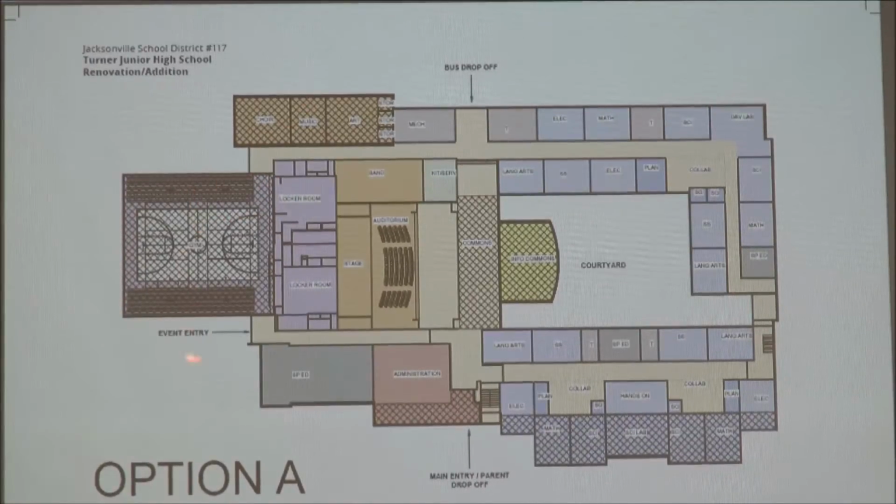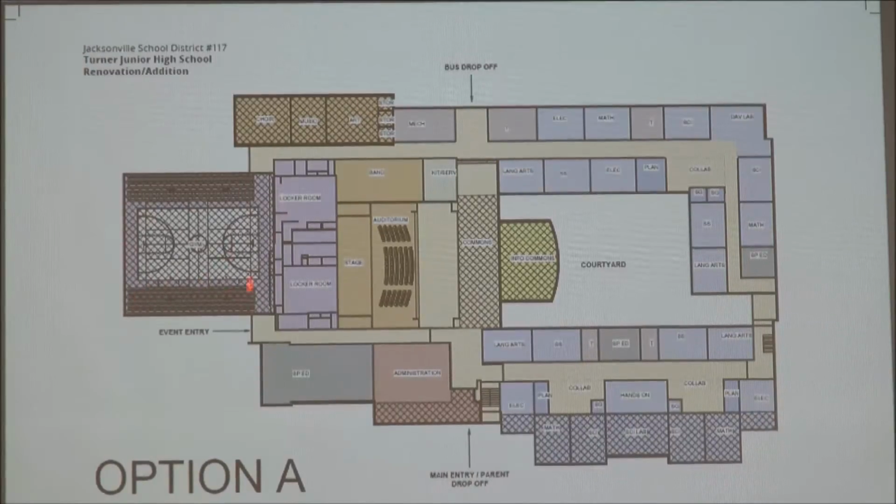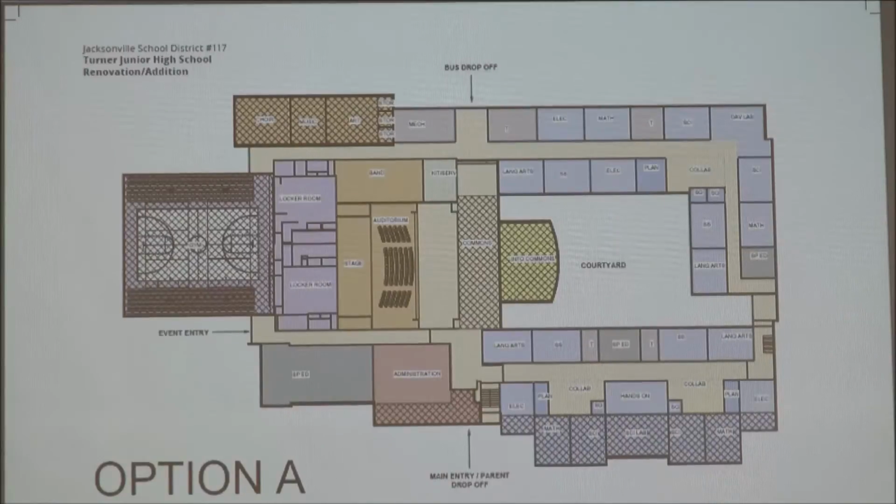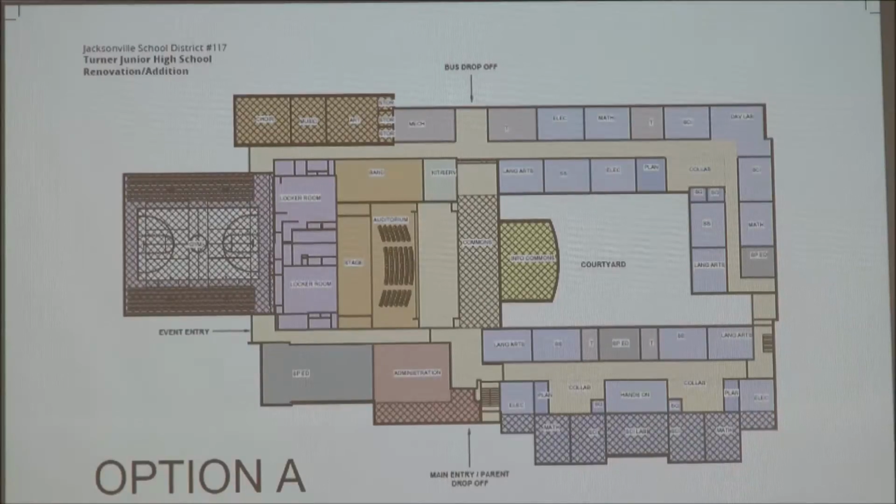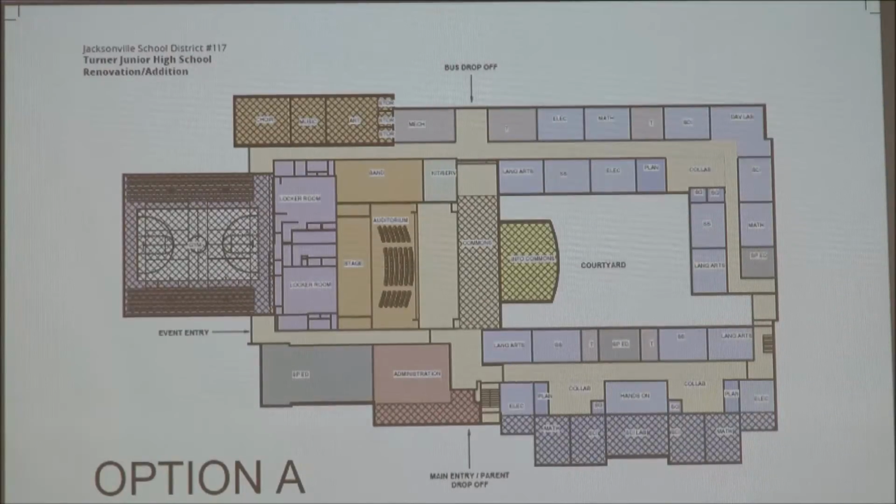It can be divided so you have 2 practice cross courts. So this allowed the rest of the solutions to move forward. So you're going to see that that is standard among all 3 of the ideas. All 3 of the ideas have this in common.